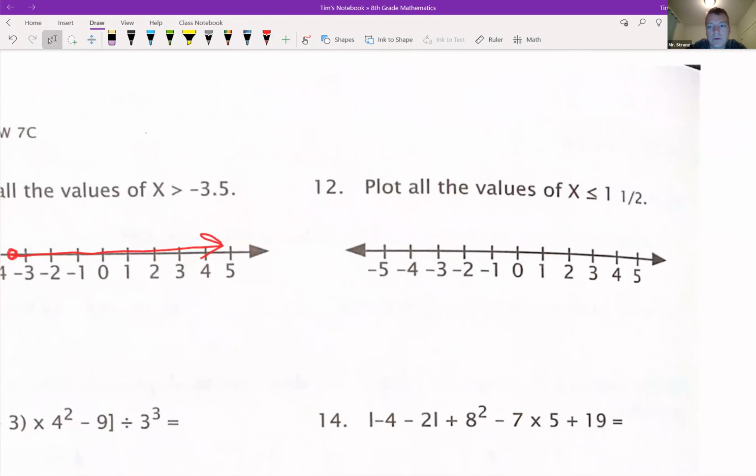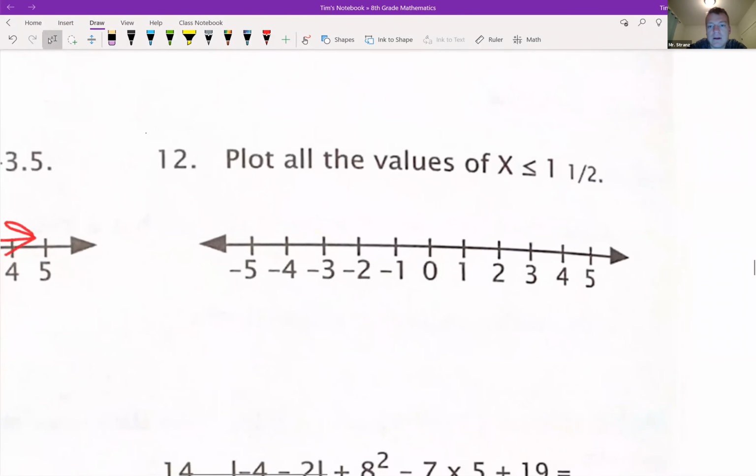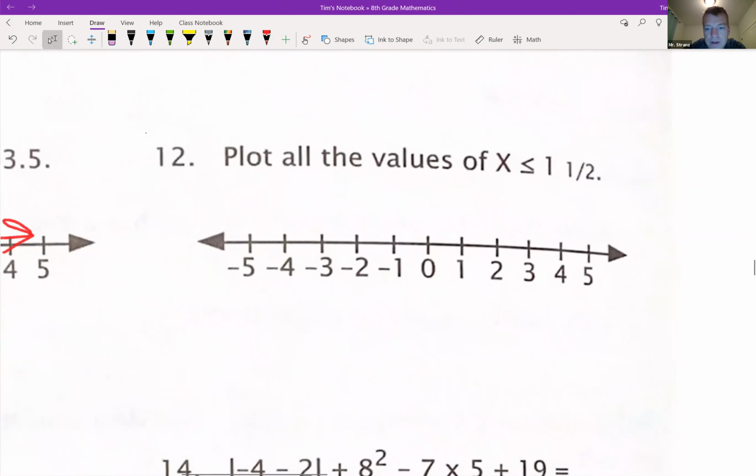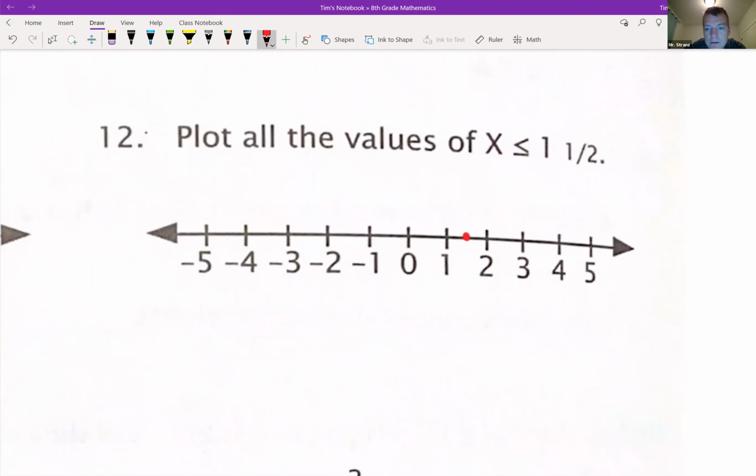If we look at number 12, plot all the values of x that are less than or equal to 1.5. So if we first find 1.5, which is right here, now since there is an equal, less than or equal to, you're going to leave it a closed circle. So if you see less than or greater than, it's going to be an open circle. If you see less than or equal to or greater than or equal to, it is going to be a closed circle, because I'm including that point, and any point that is less than 1.5.